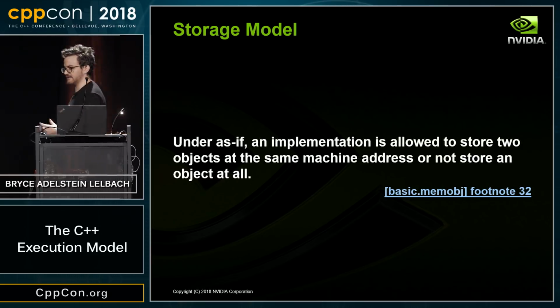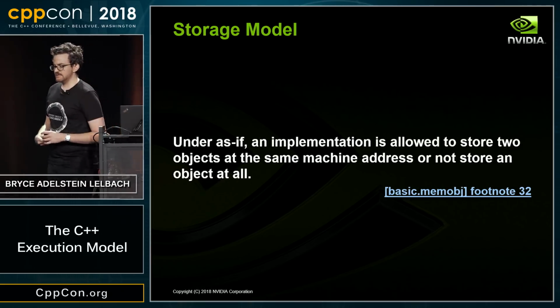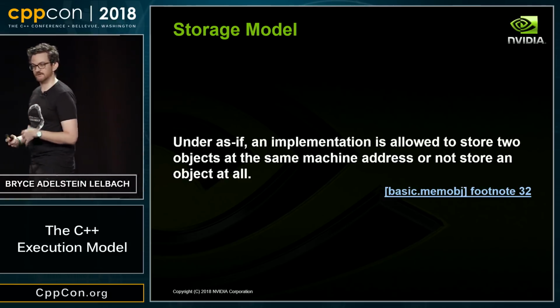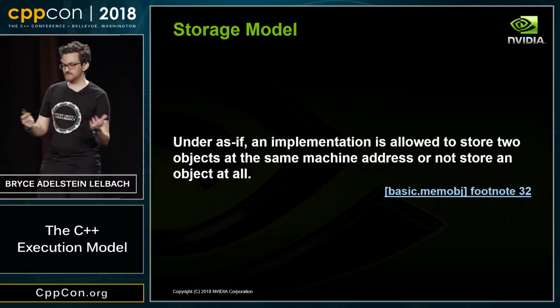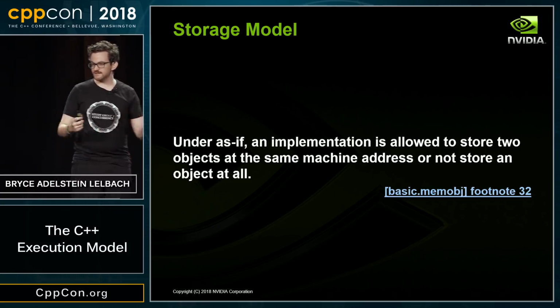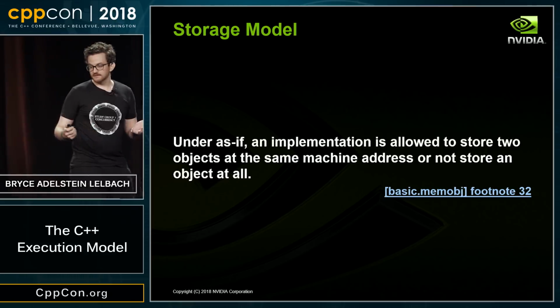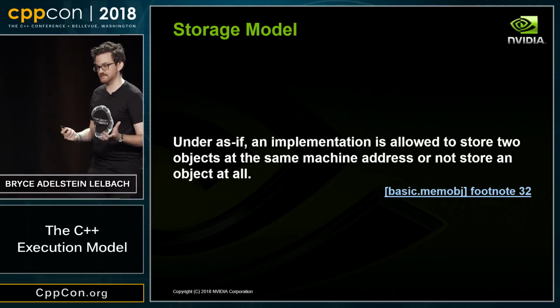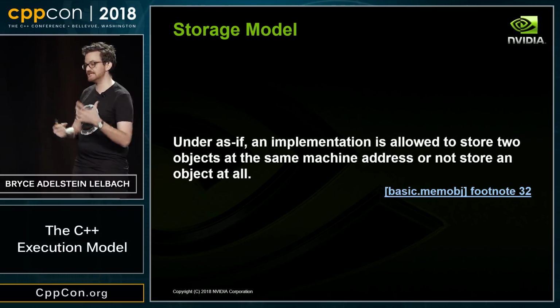Now, of course, under as-if, an implementation is allowed to store two objects at the same machine address, or not store an object at all. For example, if you wrote a program where you declared some int and initialized it with a value of 4, and you never take the address of it and never modify it, then it's not observable in your program whether or not it's stored. So the compiler doesn't necessarily need to actually store it in memory.